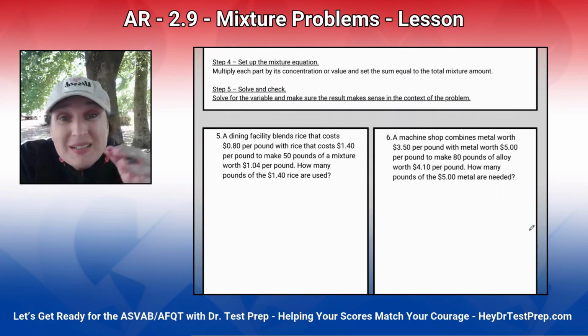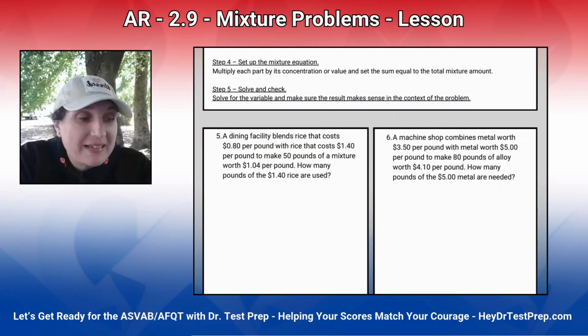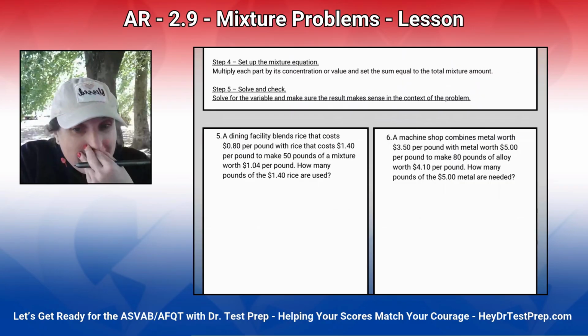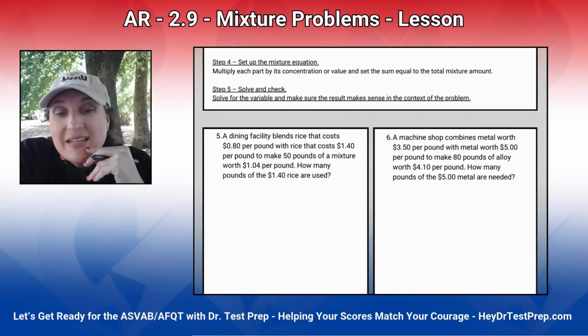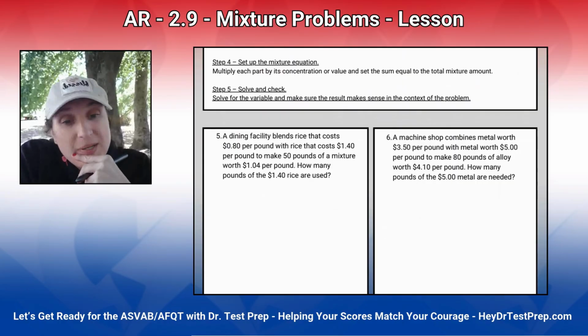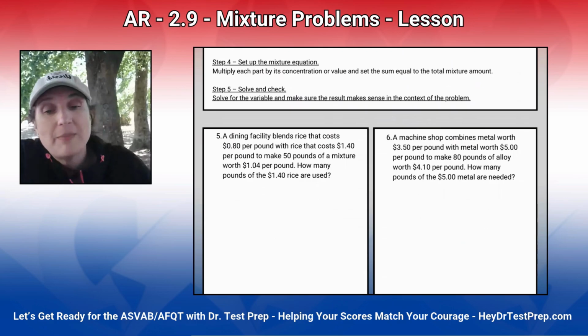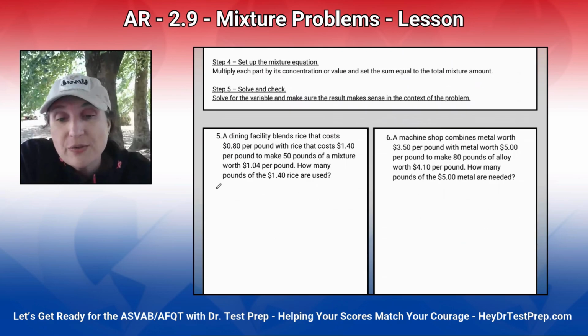Yay! No more percentage problems, but we still have decimals because we're dealing with money, but we can handle it. All right. A dining facility blends rice that costs 80 cents per pound with rice that costs $1.40 to make 50 pounds of rice that averages $1.04 per pound. How many pounds of $1.40 rice are used?